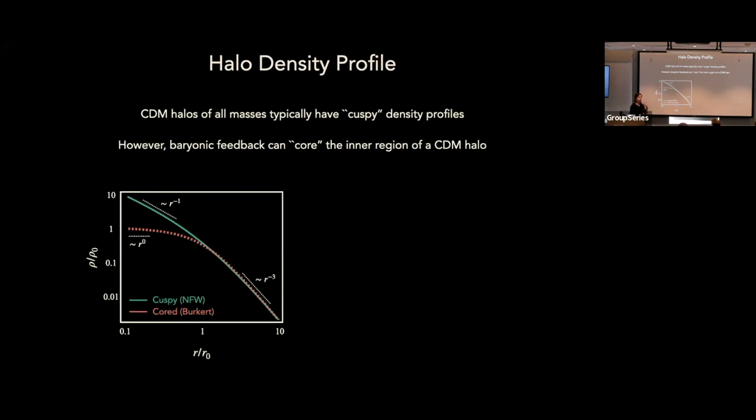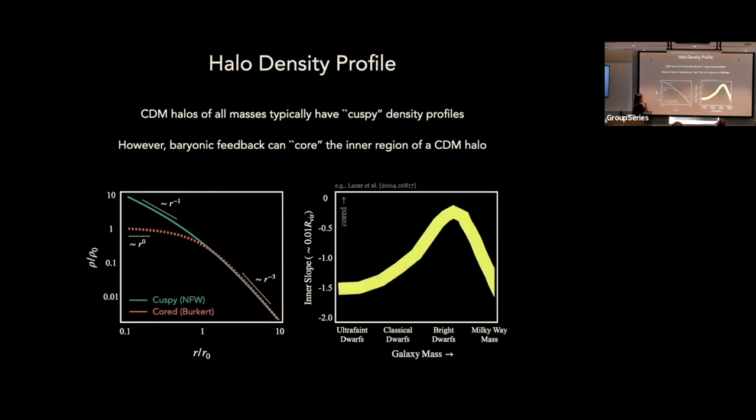Baryons give you feedback: you get supernova explosions and energy injection from AGN at the center of these galaxies. When you inject energy in the center of the galaxy, it ends up redistributing the dark matter that's there and can push it out. One consequence of this is that you end up coring the halo. So you move the dark matter out and you have less near the center.